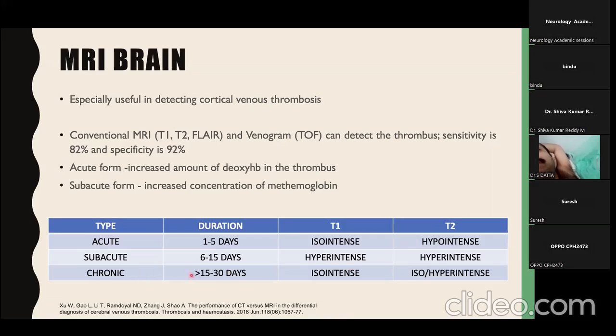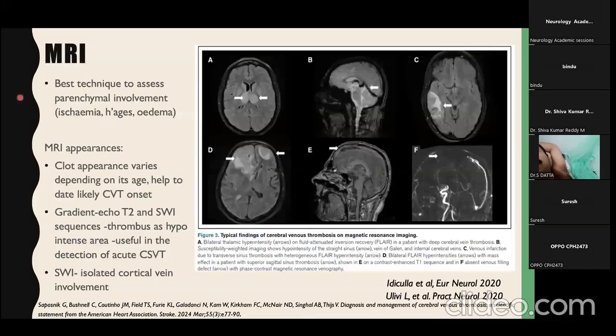While coming to chronic thrombus, it is isointense in T1, and in T2 it is isointense and can be hyperintense also. MRI is the best technique to assess the parenchymal involvement to identify ischemia, hemorrhages, and edema. Clot appearance, as we discussed, depends on the age and helps in aging the thrombus.